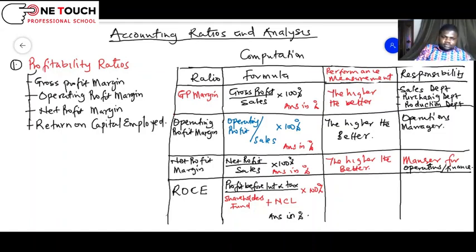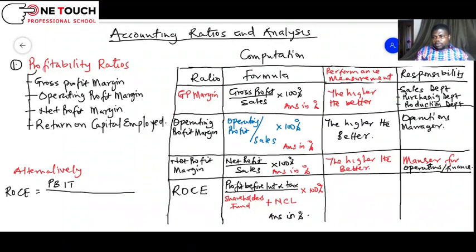Alternatively, the ROCE can also be calculated as the profit before interest and tax all over the capital employed. Shareholders' fund plus non-current liability is the same as picking total assets minus current liabilities. Take note. So we can say over total assets minus current liabilities, times 100%. The answer should be in percentage. The higher, the better.